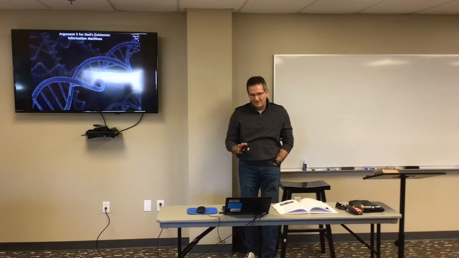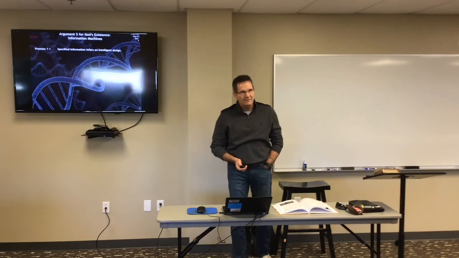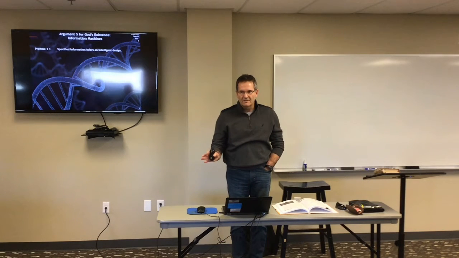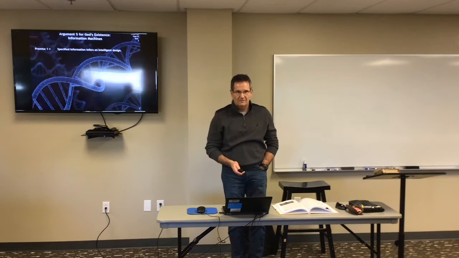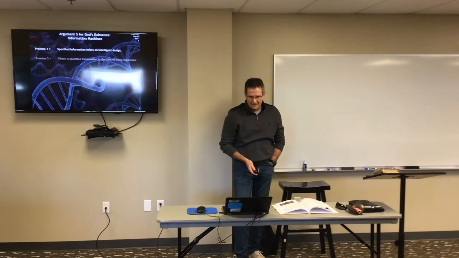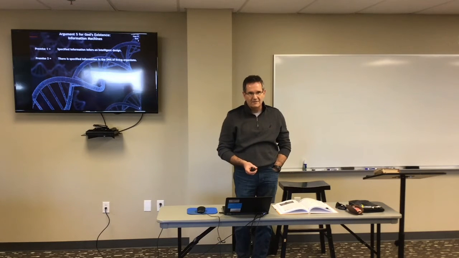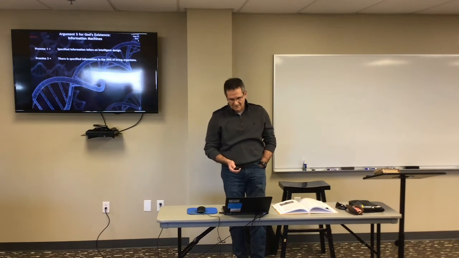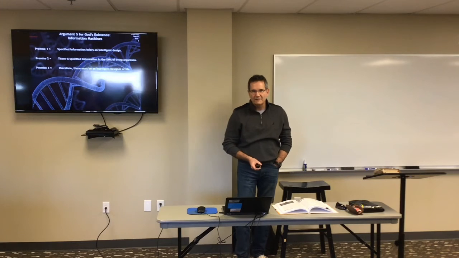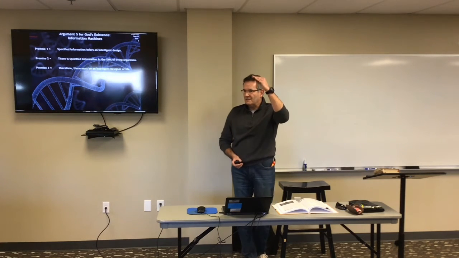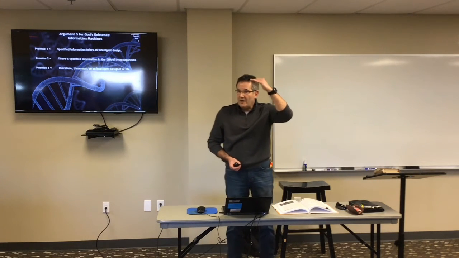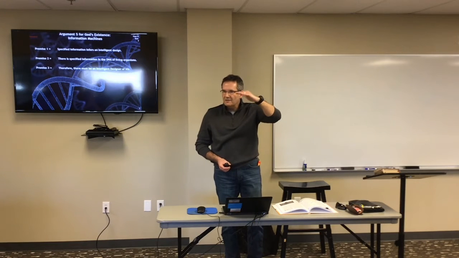Okay. DNA. Here's our fifth argument. Specified information infers an intelligent design. Not just information, specific information. We'll look at that in a minute. There is specified information in the DNA of living organisms. Therefore, there must be an intelligent designer. Remember, when you do premises, you start with the first one, and you have to ground each one and see if you agree.